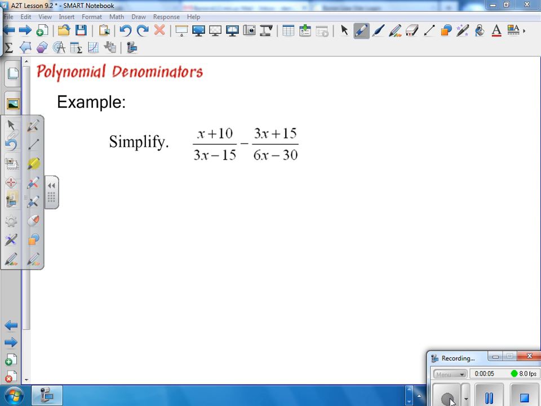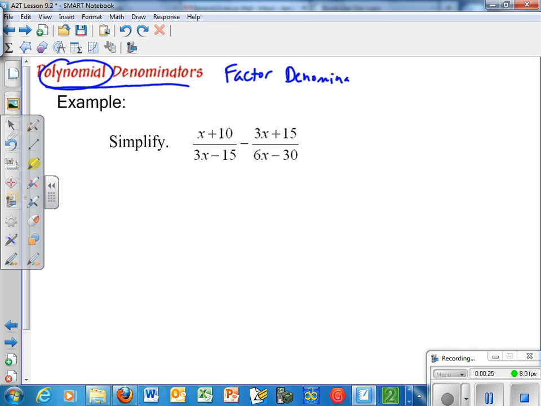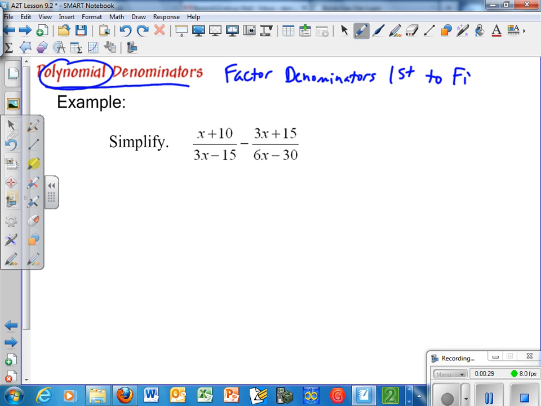Right, in part 2 here of 9.2, now we're going to look at when the denominators are polynomials, meaning more than one term. Okay? You must factor denominators first to find your common denominator, because the common denominator is going to be the least common multiple. So here's what I mean. And you don't have to factor anything in the top, even if it is factorable.